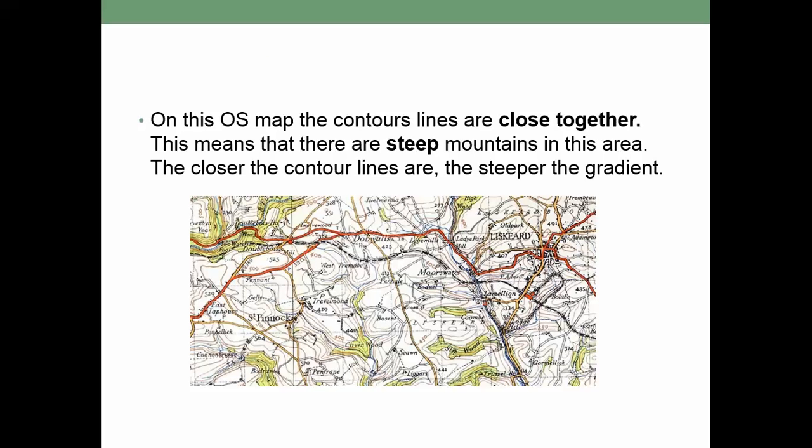So, to give you a couple of examples. This is one example of an OS map, and on this you can see that the contour lines are really close together. Steep mountains in the area mean closer contours, and the closer the contours, the steeper the gradients. It's important that you're aware of how these patterns work.